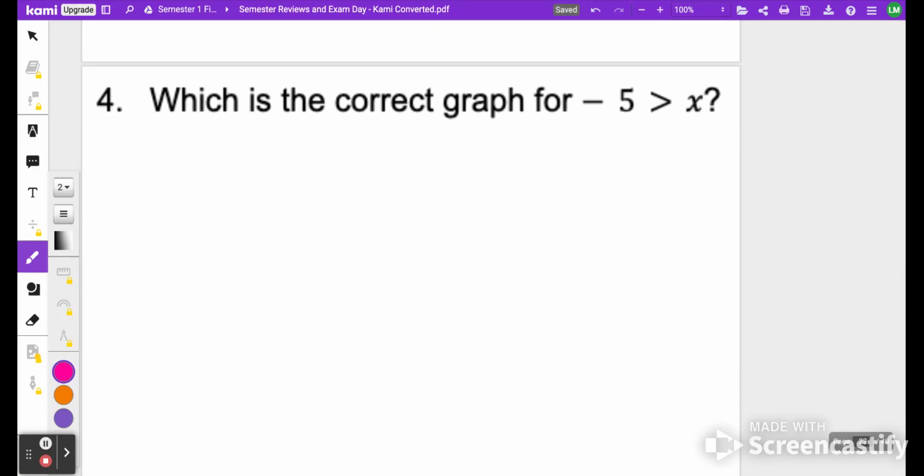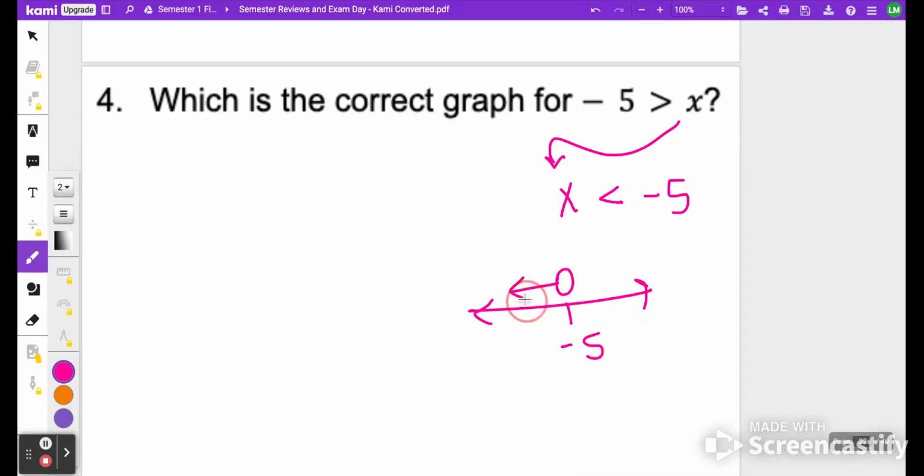Now we're going to go into some graphing ones. What is the correct graph for negative 5 is greater than x? Remember, a lot of the times when we talked about this, we want x to be in front, so we're just going to rewrite this as x is less than negative 5, which means when you graph it, you should have negative 5 with an open circle pointing to the left towards that negative 6.